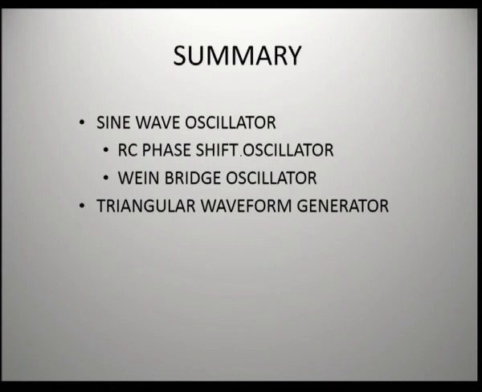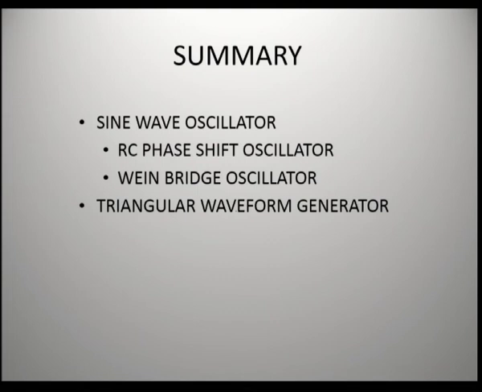To summarize this lecture, we have seen sine wave oscillators, the RC phase shift oscillator and the Wien bridge oscillator. Both oscillators are used to generate low frequency signals, that is audio range frequency signals, and we have derived the frequency of oscillation for both oscillators and the condition to be satisfied for the gain of the amplifier, so that A beta must be equal to 1. This is one of the conditions of the Barkhausen criteria.